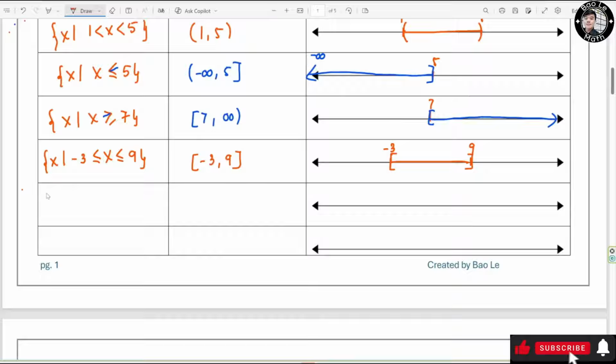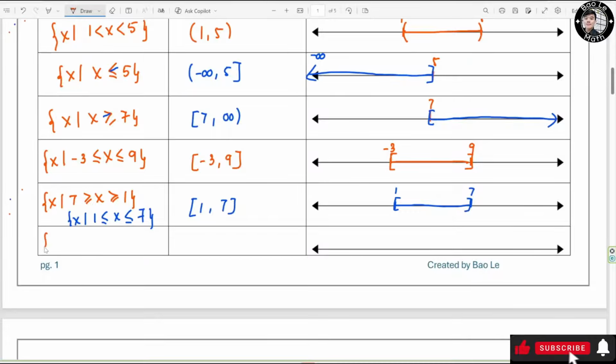Now suppose we have all the numbers x such that 7 greater than or equal to x greater than or equal to 1. Now you can rewrite this one as all the numbers x such that 1 less than or equal to x less than or equal to 7. Right? So it's easier, right? So we put 1 here and 7 here, right? It's between 1 and 7, so it can be right here. And use the bracket because you see the equal sign, right? So it can be 1, 7.